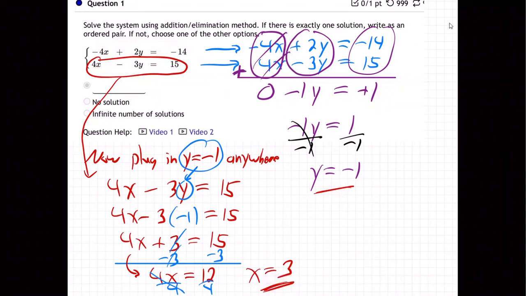Now, how do we give that answer? We come up here and we click this and we go parenthesis 3, comma, negative 1. Remember, X got to be first, then Y. You got to put parentheses and a comma. 3, comma, negative 1. There's the final answer to the question.